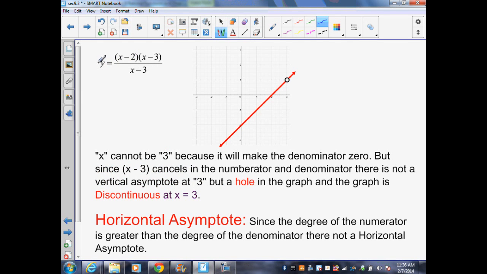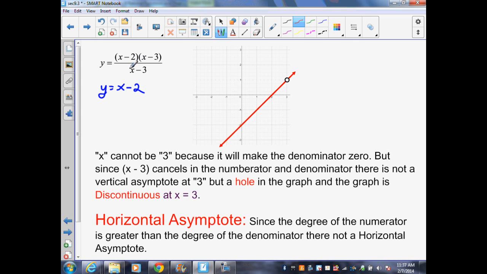In our next example, a rational function equals the quantity of x minus 2 times the quantity of x minus 3 all over x minus 3. In this type of situation, I can simplify and cancel my x minus 3 and x minus 3 and end up with y equals x minus 2 and use that to graph this rational function. But I still have to keep in mind the situation I have in the denominator, which is x minus 3. So I still might have a place of discontinuity.